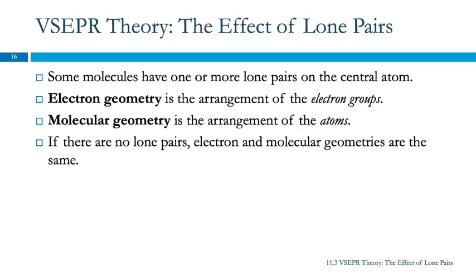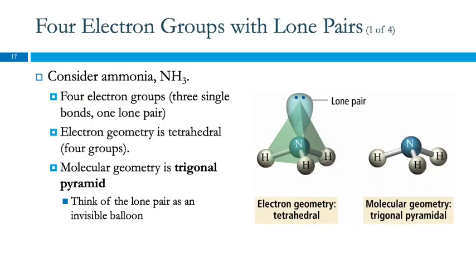Well, what if we have some lone pairs? The ones we've looked at so far, there were no lone pairs on the central atom. Lone pairs just make things more interesting. So we can talk about the electron geometry, which is the arrangement of the electron groups, or we can talk about the molecular geometry, which is the arrangement of the atoms. Okay? If you have no lone pairs, they will be exactly the same. If there are lone pairs on the central atom, then the electron geometry and the molecular geometry will be a little different.